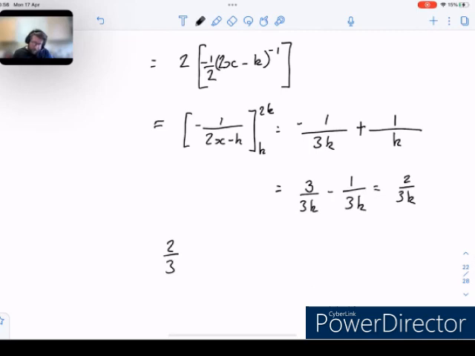2 over 3k equals 2/3 over k, so it is inversely proportional to k.